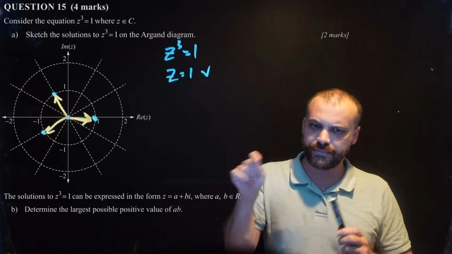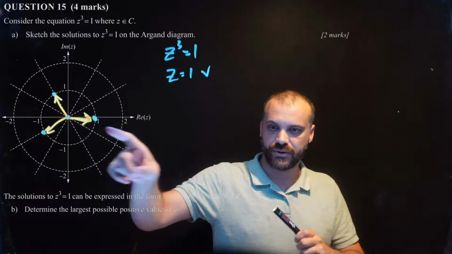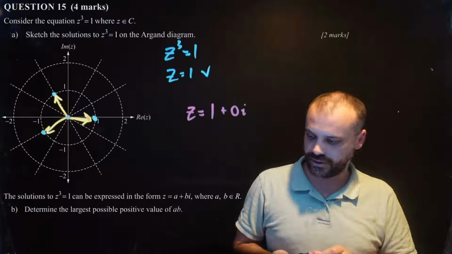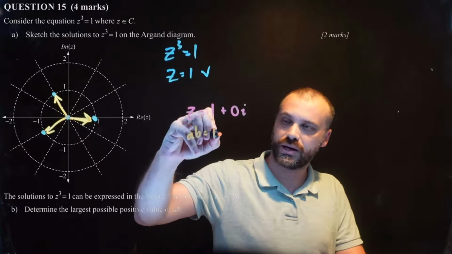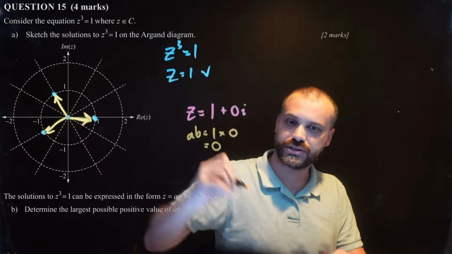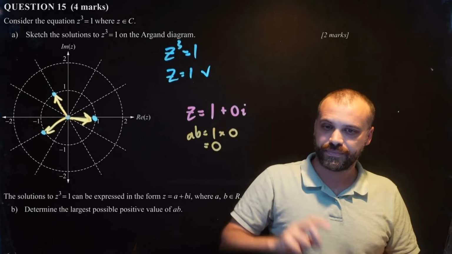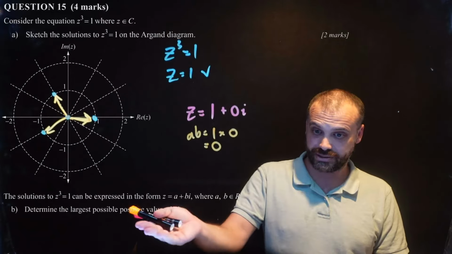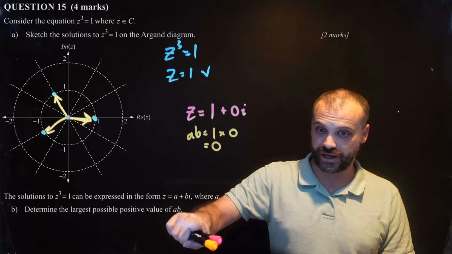Now, ab. This one here, we know straight away, in component form is just 1 plus 0i. If we test this ab, we get 1 times 0, which is 0. So we're just taking the a and the b values, multiplying them together, and that value is 0. Now, that is not large. It's not even really positive, and we're trying to determine the largest possible positive value of ab.